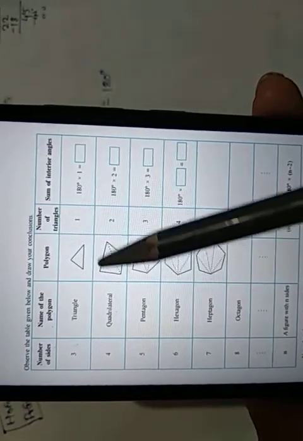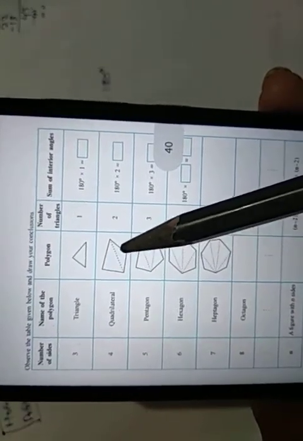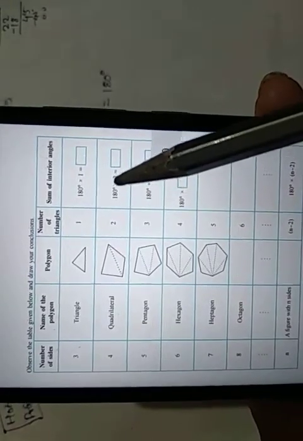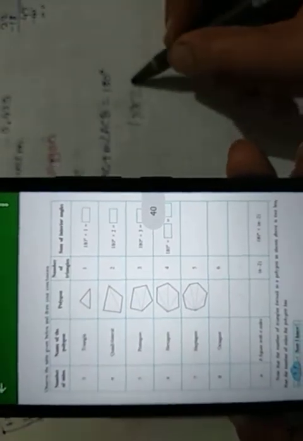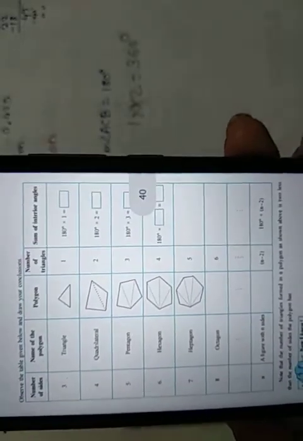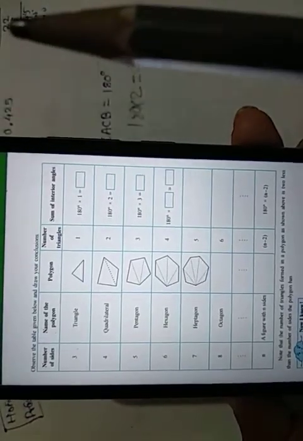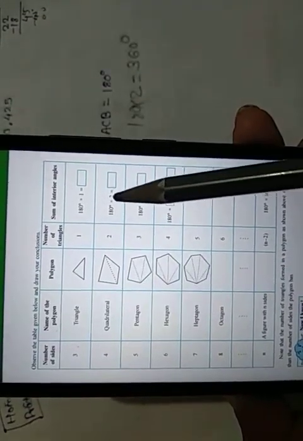Now the second figure is a quadrilateral. A quadrilateral has four sides and four angles, and if you draw this diagonal, it makes two triangles. The number of triangles is 2. So 180 multiplied by 2 is 360 degrees. So the sum of the measures of all angles of a quadrilateral is 360 degrees.